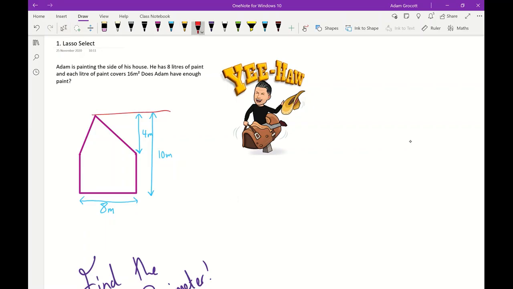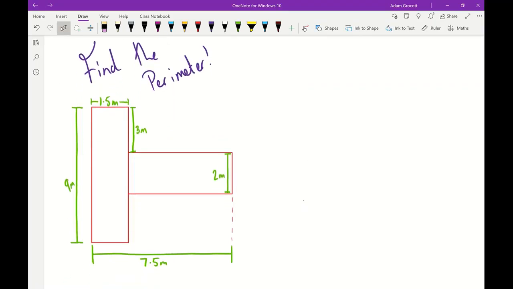This measurement here is made up of 10 meters, part of it is 4, therefore this missing length here is 6 meters. And when I get into the area of my triangle, I can then use my 8 meter measurement here that also forms the base of the triangle. And because I can lasso select, I can move this around. It really comes into its own when you're trying to find the perimeter of a shape.